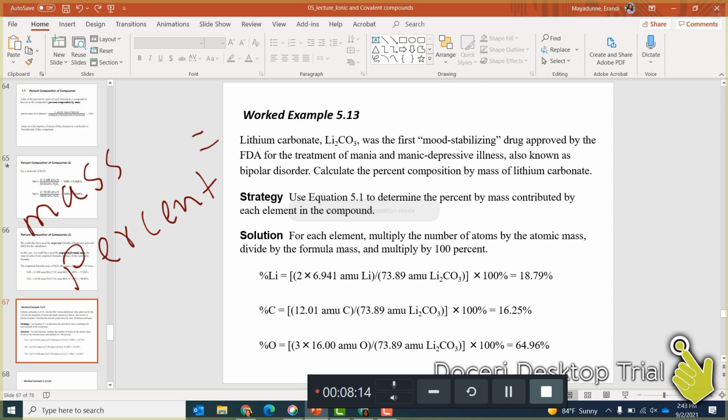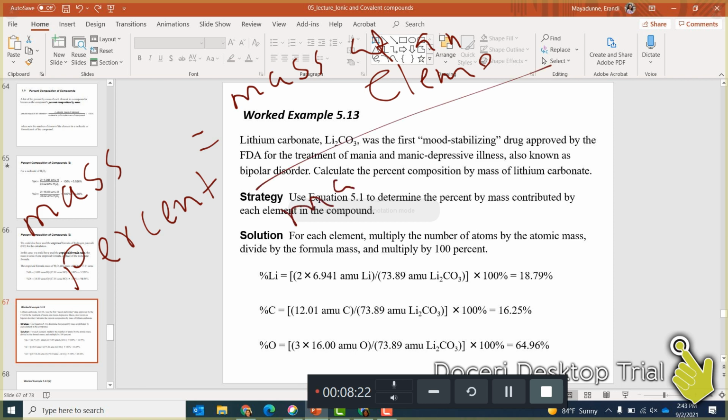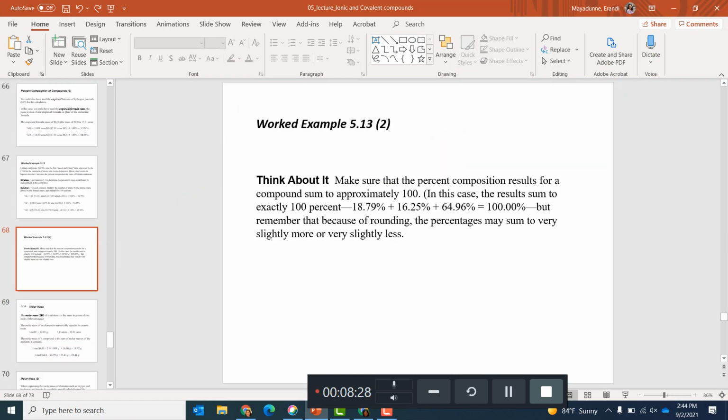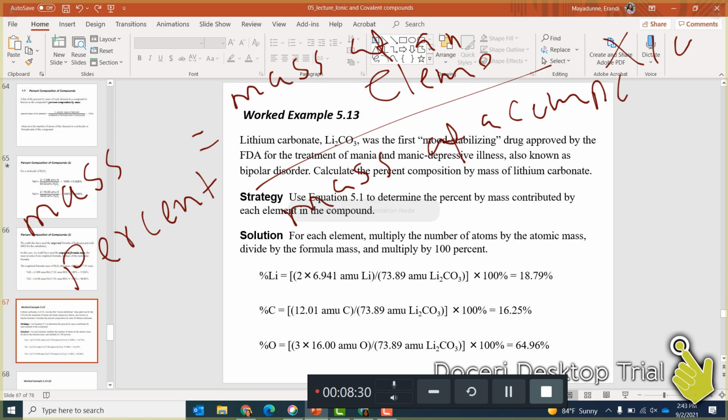So the mass of an element divided by the mass of a compound, multiplied by 100. So now, in order to find the mass of lithium carbonate, I need to get the formula mass.